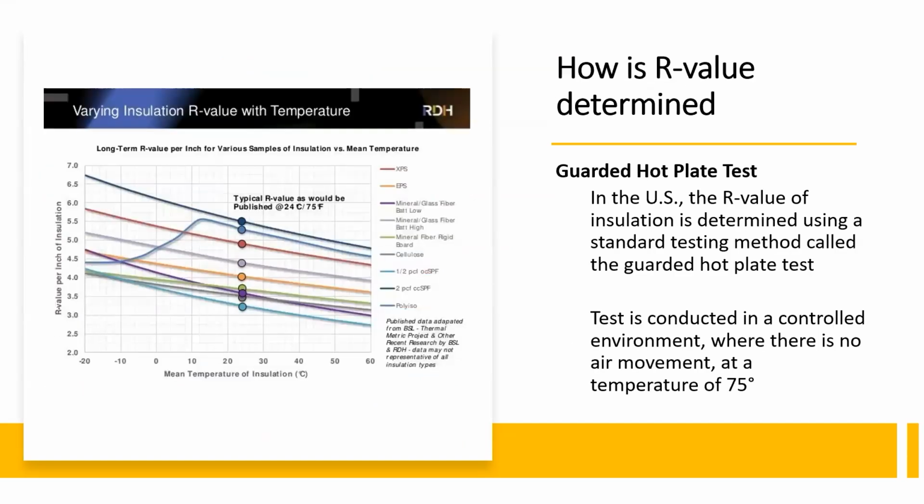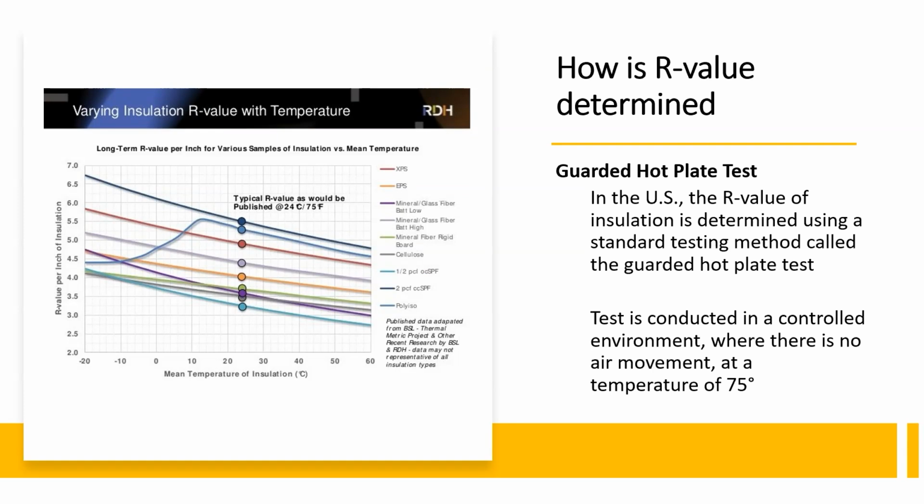So this was a chart I pulled offline, and I found it interesting. It's showing how the R value is determined. It says in the US, the R value of insulation is determined using a standard testing method called the guarded hot plate test. The test is conducted in a controlled environment where there is no air movement, at a temperature of 75 degrees. So if you list the R value of something as R13, that's without air moving through it or around it or in contact with it. When you do that, it lowers the R value.